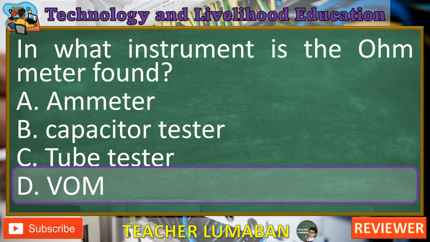Here's a brief look at why the other options are incorrect. Ammeter measures current, amperes, only. Capacitor tester measures the capacitance of capacitors. Tube tester tests the function and quality of vacuum tubes. Hence, the ohmmeter functionality is found within a VOM multimeter, making D, VOM, the correct answer.